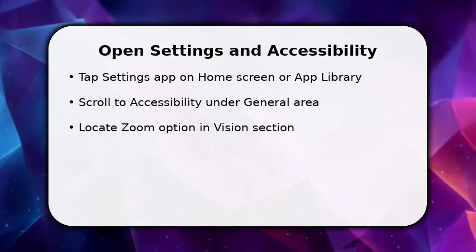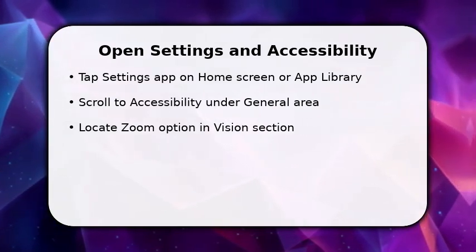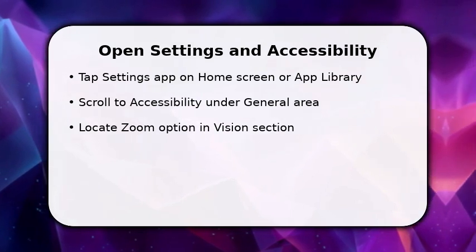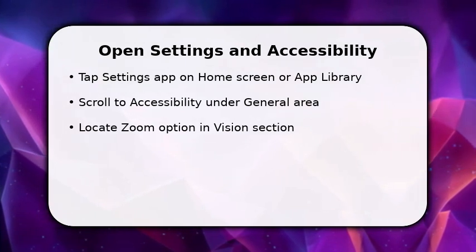You start by opening Settings and going straight to Accessibility. This is where iOS groups display controls. Once there, tap Vision and find Zoom. You do this because Zoom lives in accessibility and not in display settings.